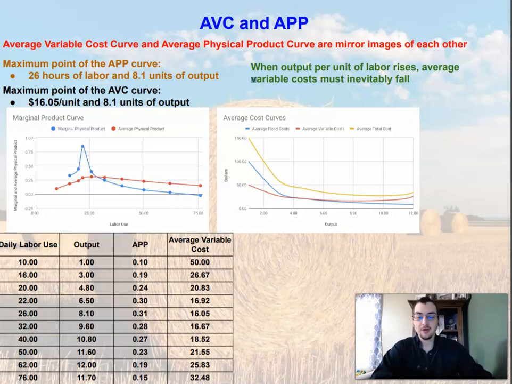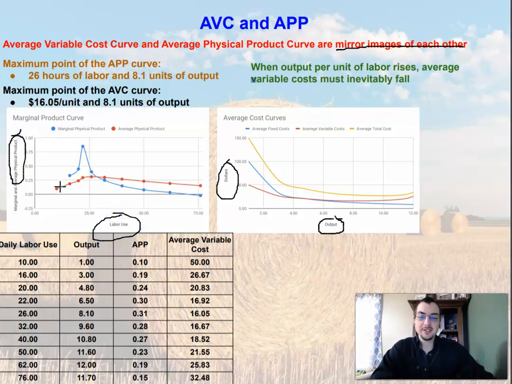What's interesting to note is that average variable cost and average physical product are actually mirror images of each other. They're going to look relatively the same, only they show us two slightly different things. Average variable cost looks at the cost per unit of output, whereas APP, average physical product, shows us how much we are producing per unit of input.